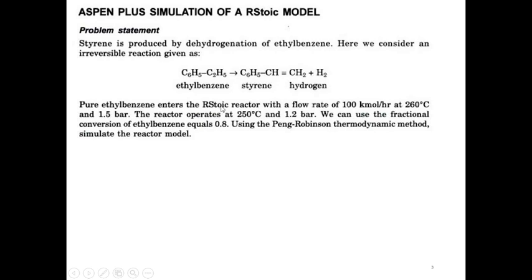Pure ethyl benzene enters the R-Stoic reactor with a flow rate of 100 kmol per hour at 260 degrees Celsius and 1.5 bar. The reactor operates at 250 degrees Celsius and 1.2 bar. We can use the fractional conversion of ethyl benzene, which equals 0.8. Using the Peng-Robinson thermodynamic model, we have to simulate the reactor model. So take 5 minutes of time and try to solve this problem.